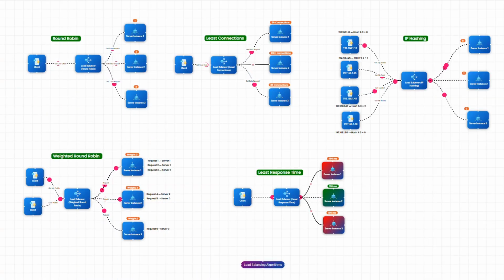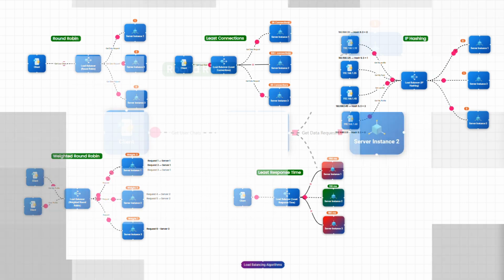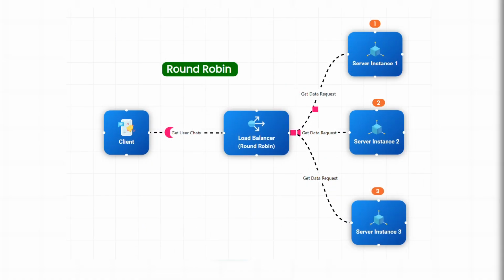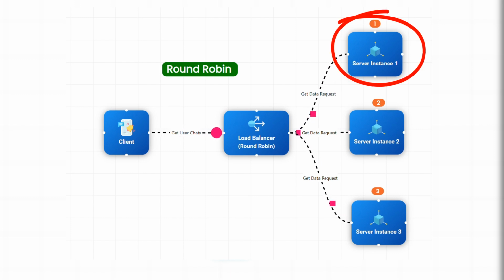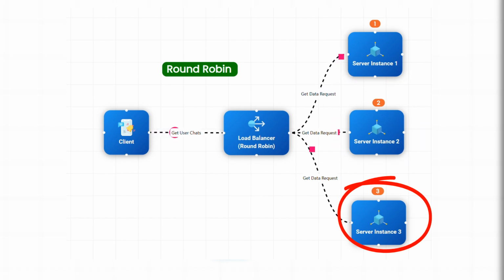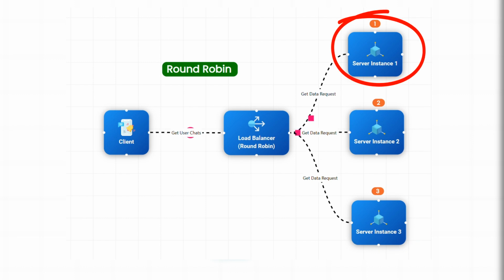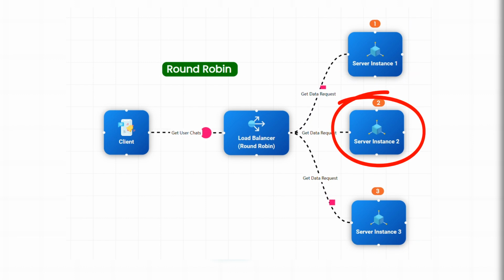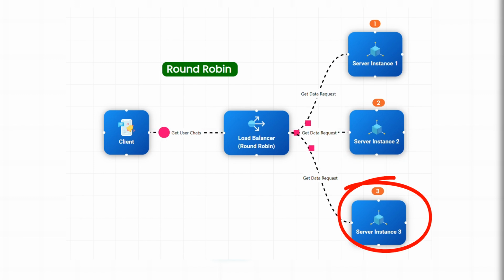First, let's dive into the round-robin algorithm. Round-robin sequentially distributes incoming requests across multiple servers in a cyclic manner. Each request is assigned to the next server in line, ensuring an even distribution of traffic. Once the last server in the pool receives a request, the cycle restarts from the first server.